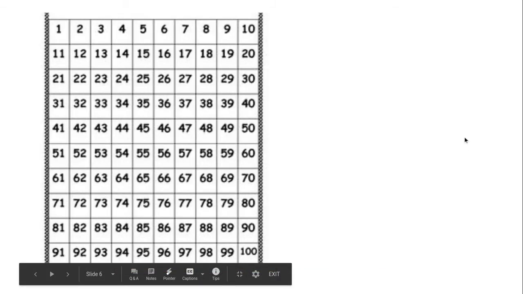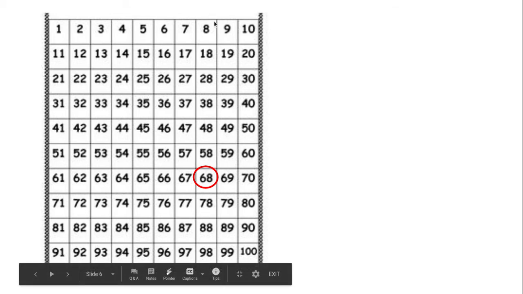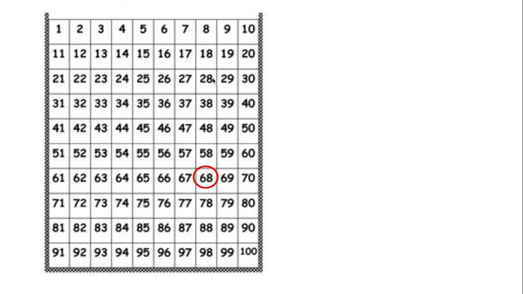Okay. So what we're going to start by doing is finding a number of interest. On this chart, our number is 68. So you can see the red circle there for 68. Now, if I wanted to know 10 less than 68, I would need to go straight up just one spot, because I know that these are all just groups of 10s. 8, and then 10 more than 8 is 18, and then 10 more than 18 is 28.